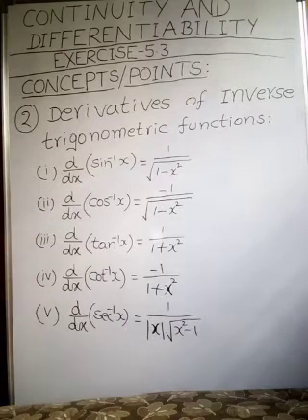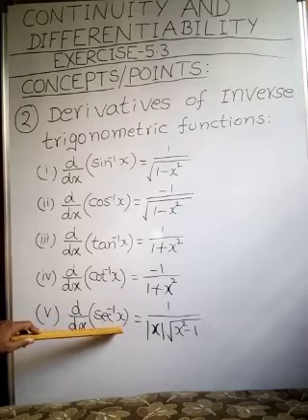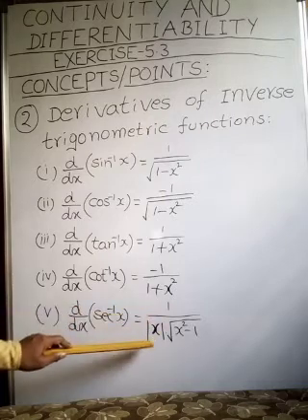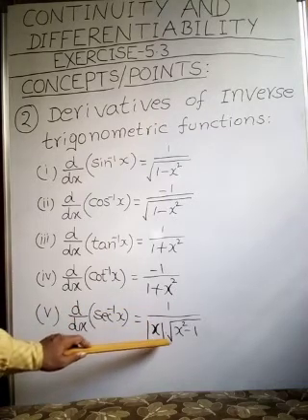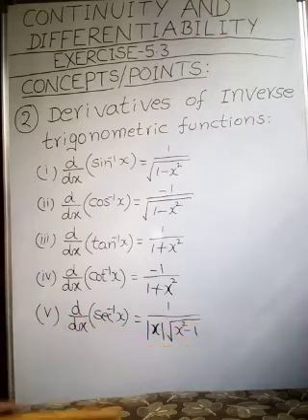Remember these formulas, my dear children. These are very, very important formulas. These are very useful formulas for the upcoming exercise as well as for upcoming chapters. Similarly, d by dx of secant inverse x is equal to 1 by mod x into square root of x square minus 1.